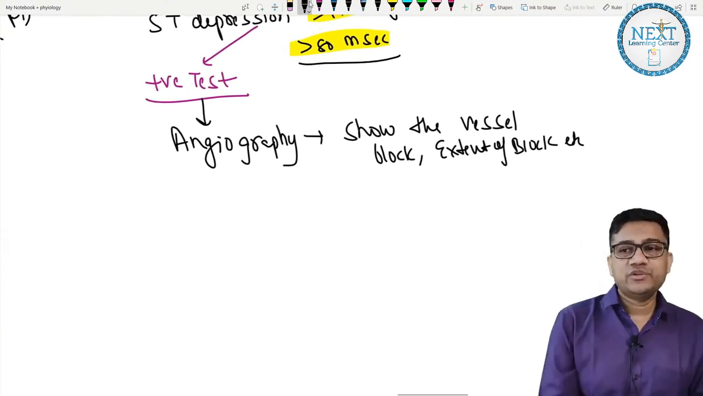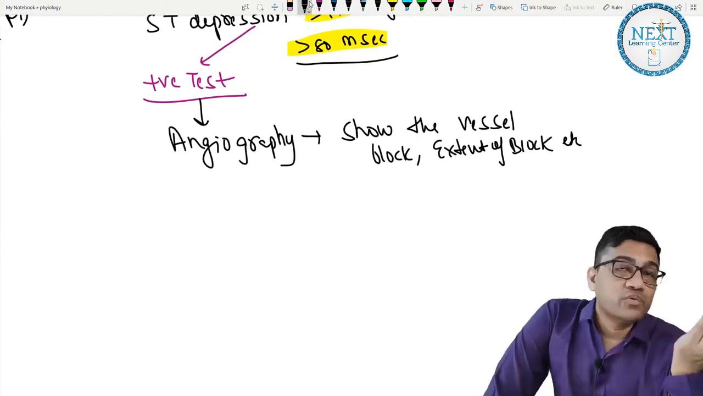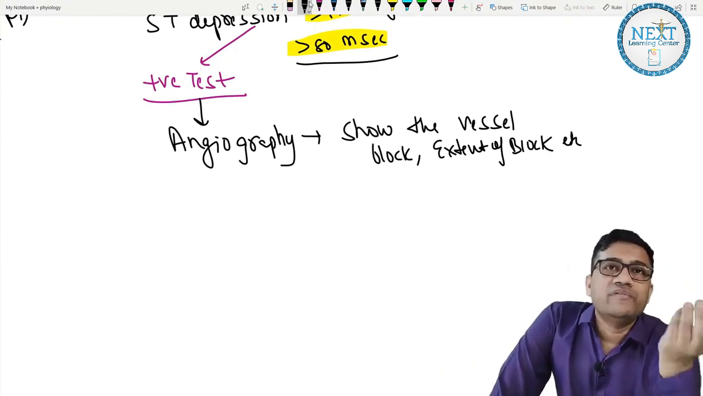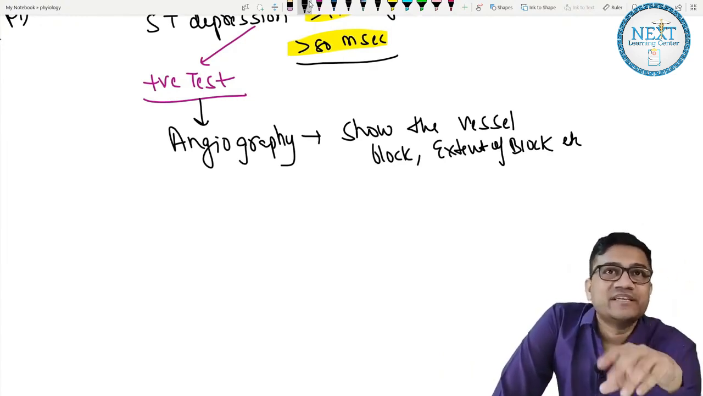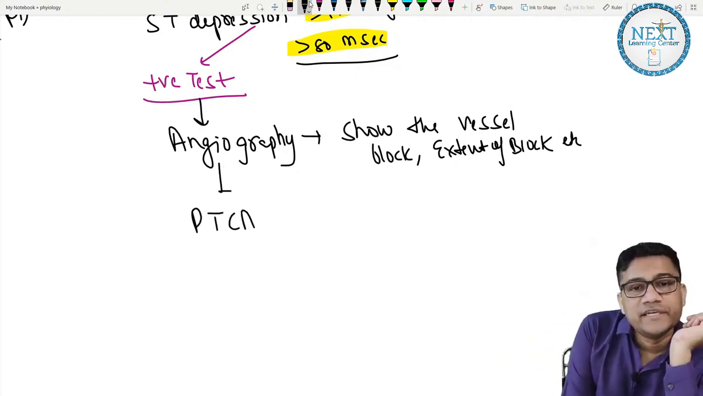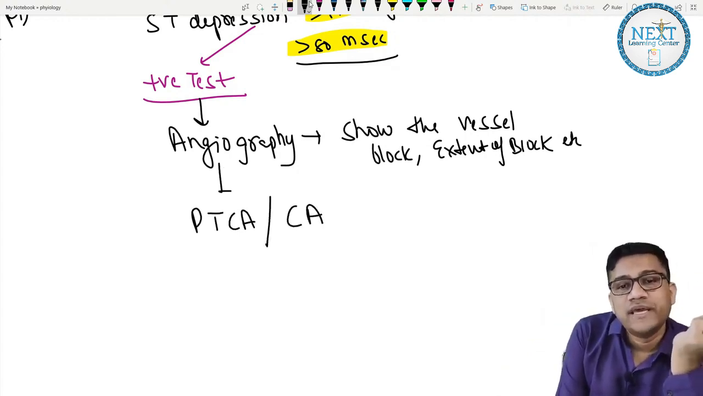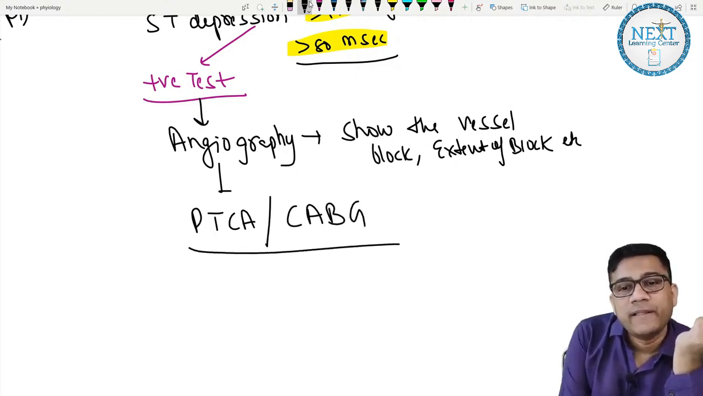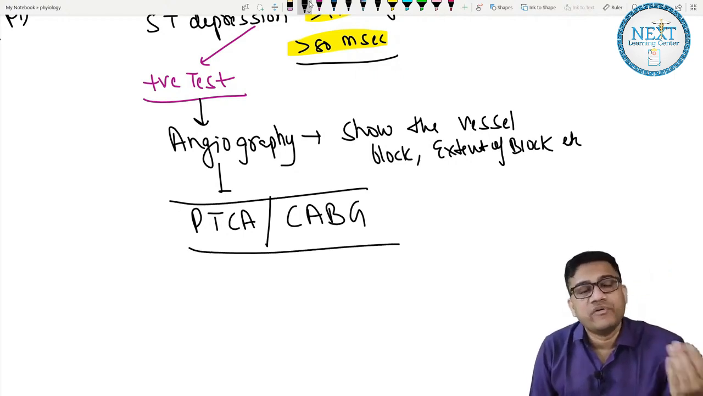So that is why angiography is done, and then we can decide what to do. Preferred is we can always do angioplasty. What is triple vessel disease, etc.? We can do either PTCA, that is percutaneous angioplasty, or we can do CABG, that is bypass. Clear? In the notes everything is discussed: when to do PTCA, or when to do what.